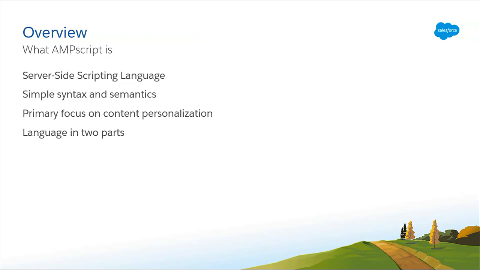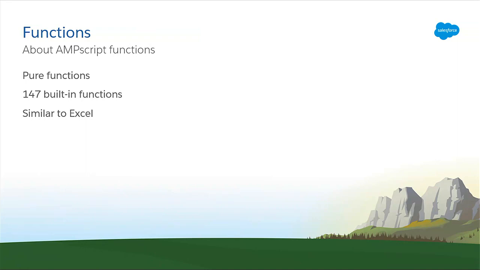And AMPscript is a language in two parts, a syntax and a library of functions. And with an understanding of both of these, you're able to quickly gain proficiency in your use of the language and create highly personalized and relevant content for marketing campaigns. So now let's first explore the language's functions, and then the syntax. So a bit about AMPscript functions.